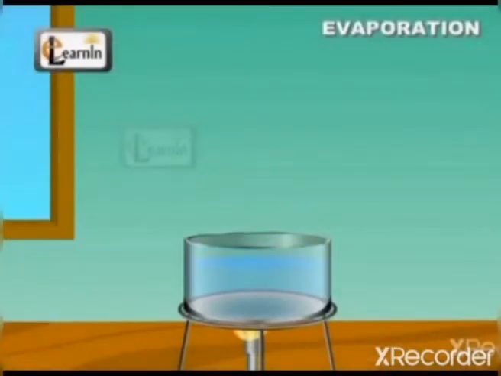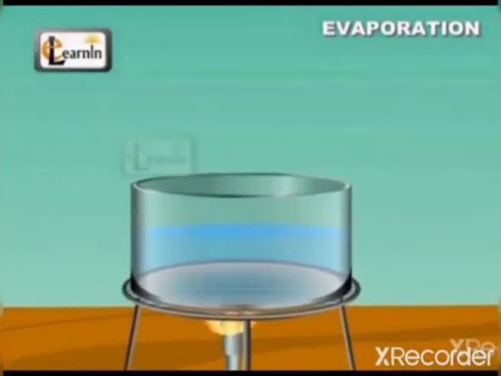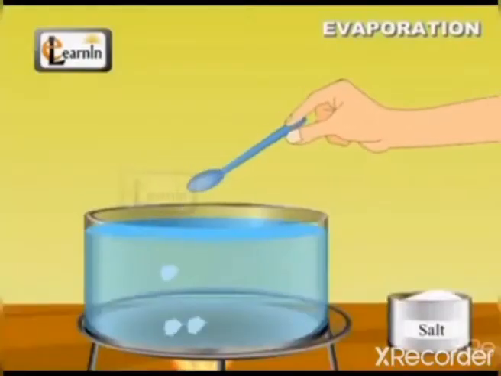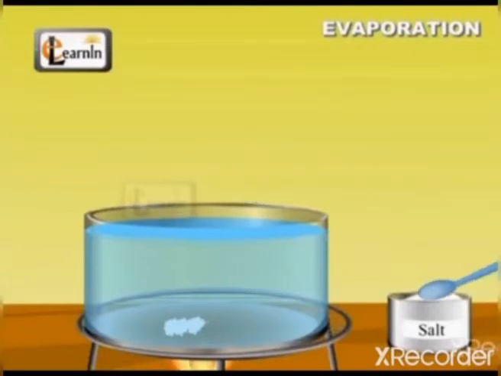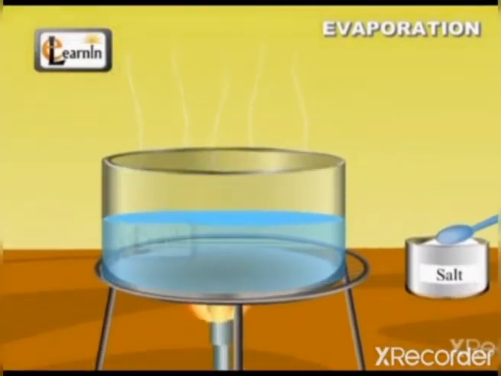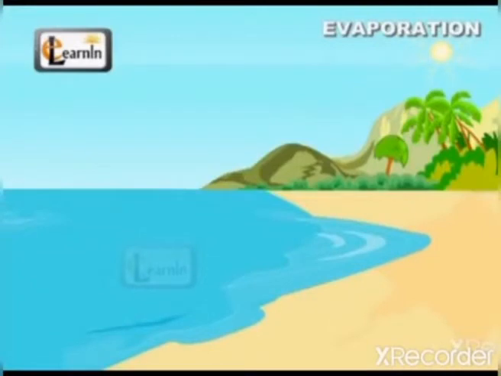Perform a simple activity. Place a beaker containing water on the burner. Let the water boil. Continue heating the water. It turns into steam and evaporates. Add some spoons of salt in water and stir it well. Salt gets dissolved. Now heat the salt solution. The water gradually evaporates, leaving the salt behind.